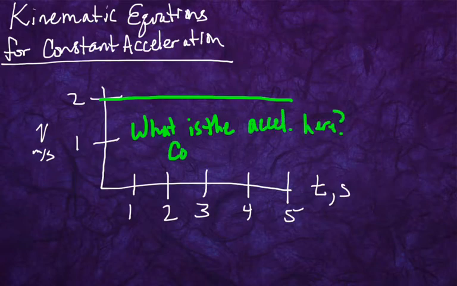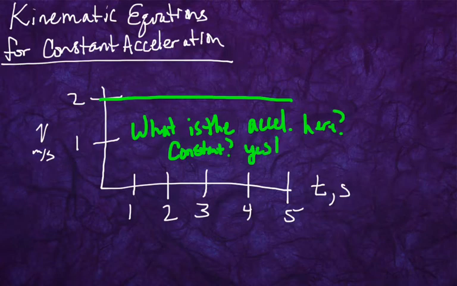But what is its acceleration here? Is it a constant? Yes, it is a constant. What can you tell me about the shape of this graph that tells you that we have constant acceleration? It is flat, or more to the point, it is straight. There's no curve to it. So it is constant.